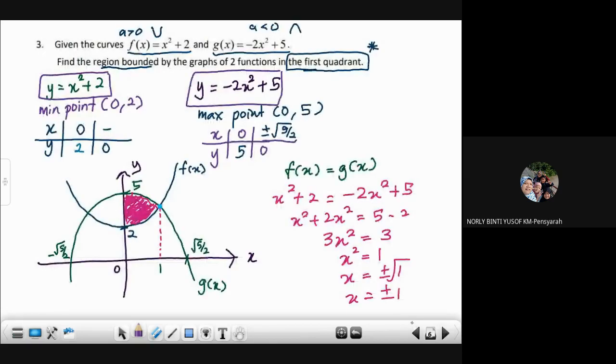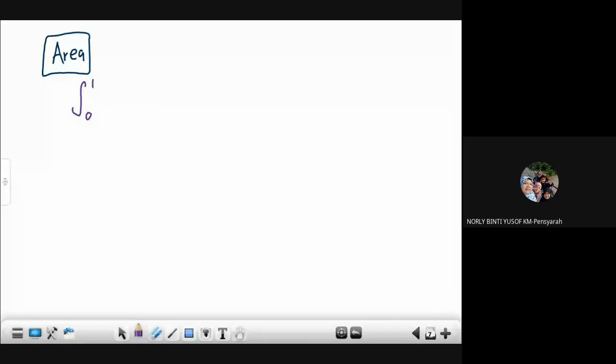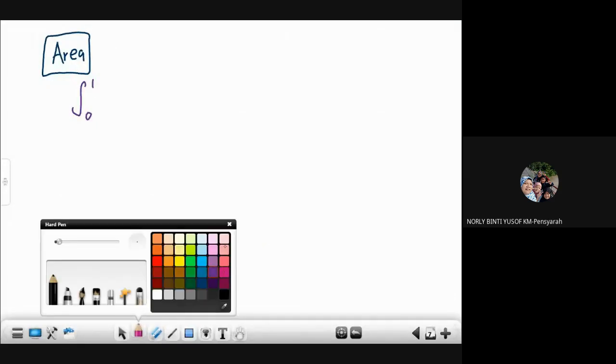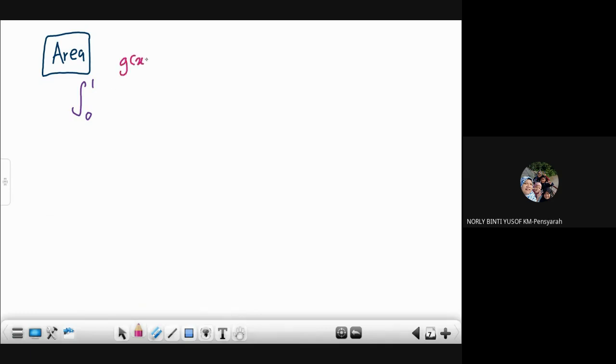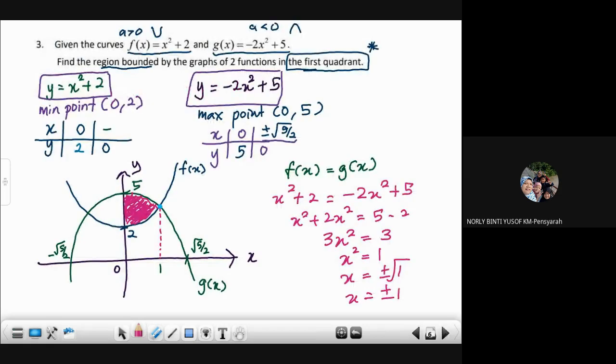Kenapa dari 0 hingga 1? Tadi kan you punya lower limit kosong dah, you punya part y. Upper limit you memang dapat daripada you equate the point of intersection between two graph. Okay, lepas tu kalau tahu dah graf masam tu adalah g(x), kalau nak tulis dulu g(x) tolak dengan f(x). Tulis dululah, g(x) tolak f(x). Sebab graf yang masam tu tolak graf yang senyum. Kan atas graf masam, bawah adalah graf senyum.